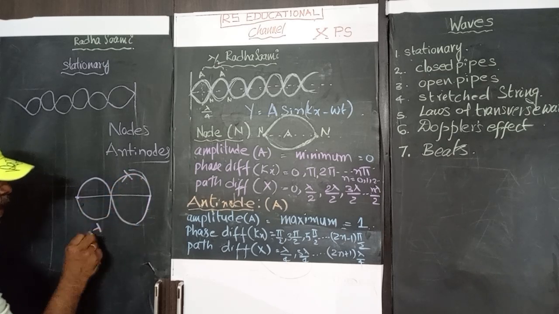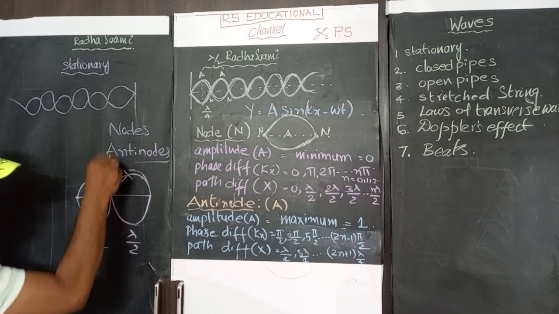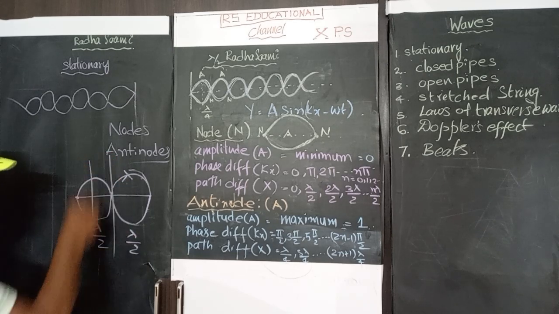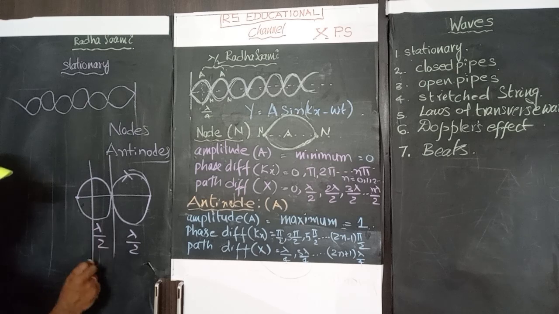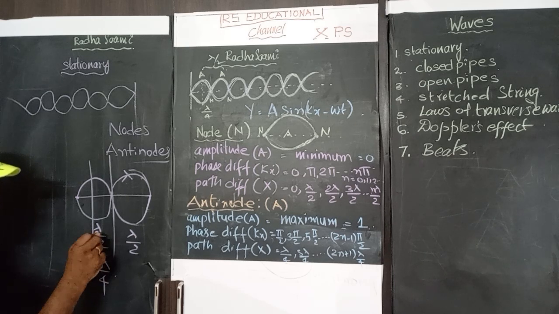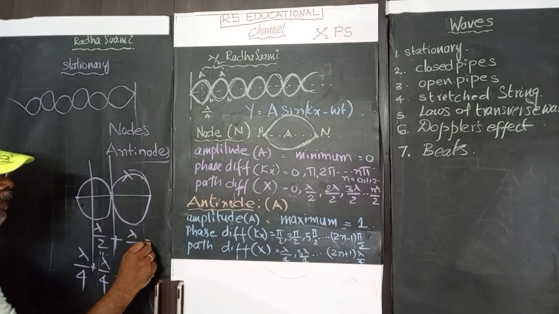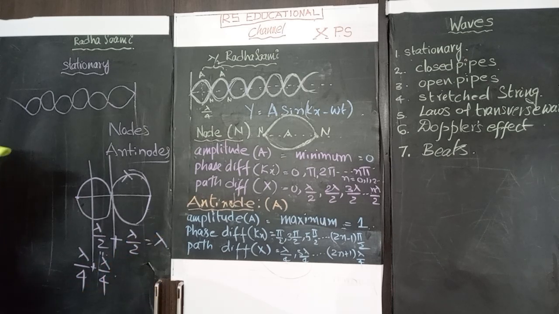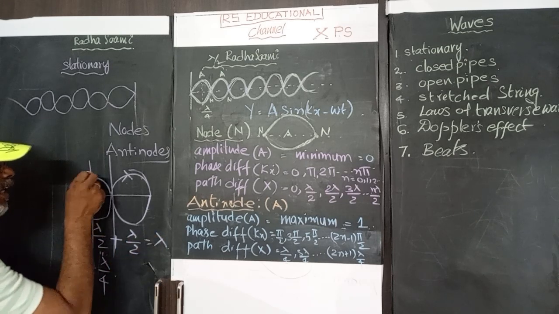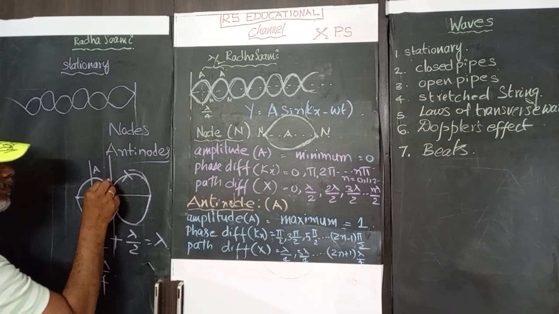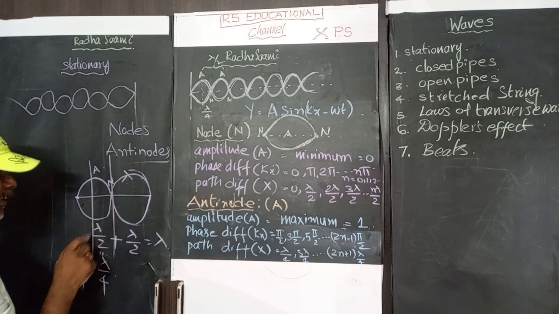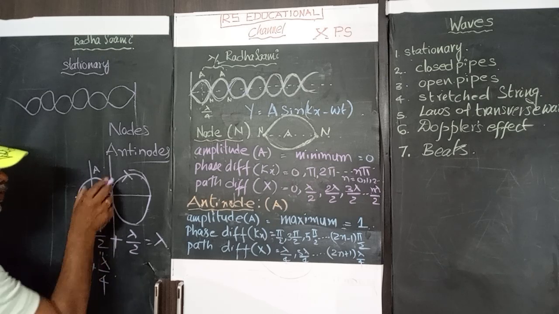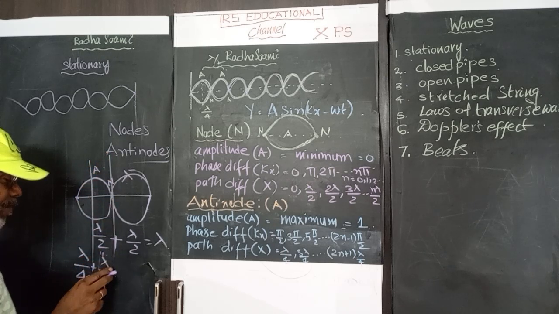Now, this is lambda by 2 and lambda by 2, half. And again, this is half. This is lambda by 4, this is lambda by 4. Lambda by 4 plus lambda by 4 is equal to lambda by 2. Lambda by 2 plus lambda by 2 is equal to lambda. It means the distance between the antinode and node is always lambda by 4.